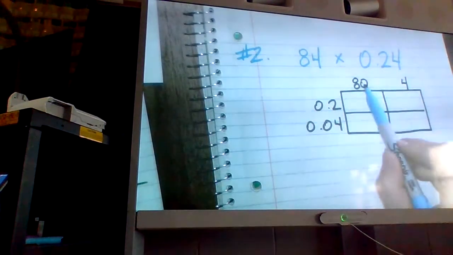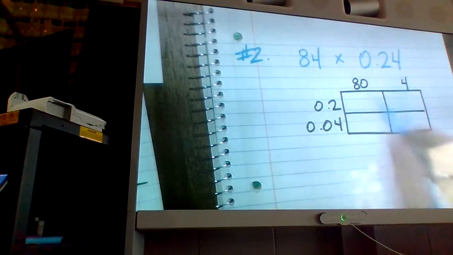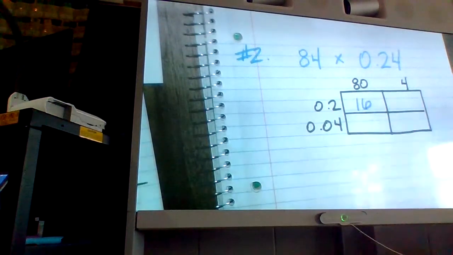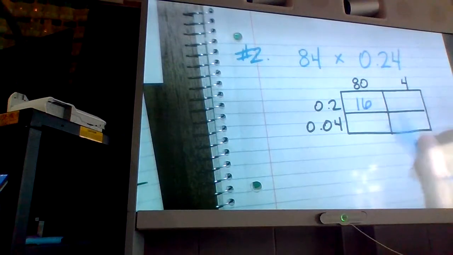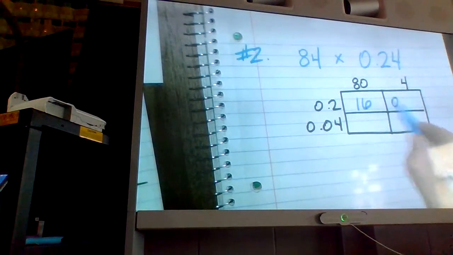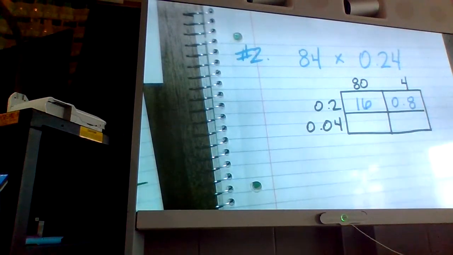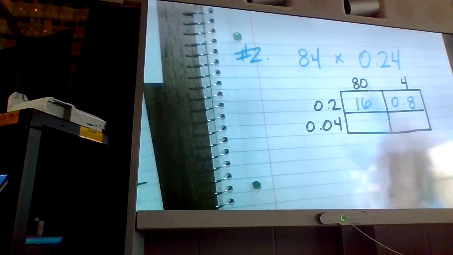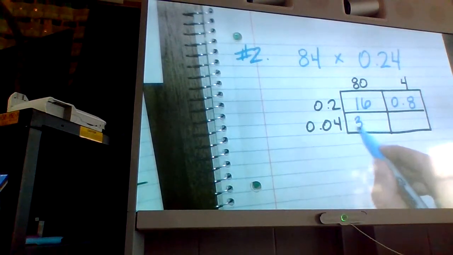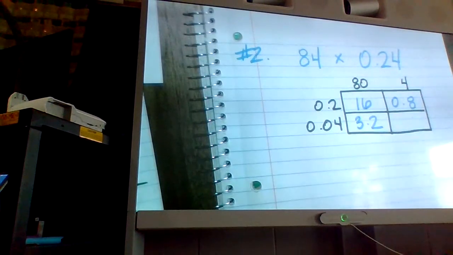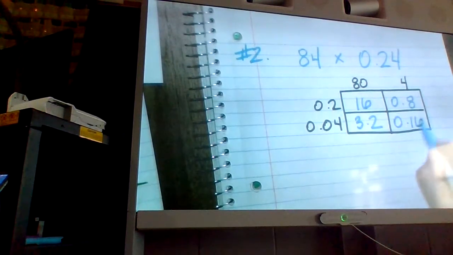So 80 times 2 tenths gets me 16. 4 times 2 tenths gets me 8 tenths. 80 times 4 hundredths gets me 3 and 2 tenths. 4 times 4 hundredths gets me 16 hundredths. Okay.